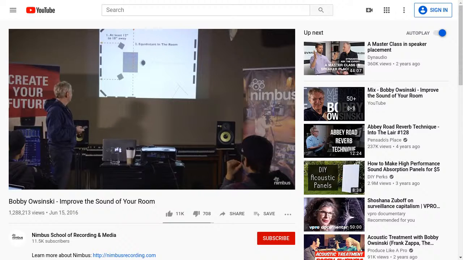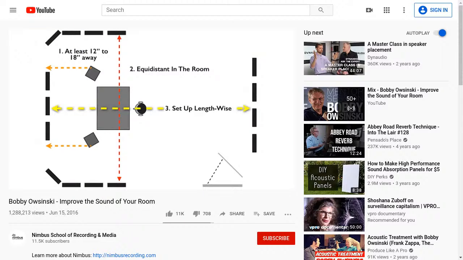Okay, number 3. Set up lengthwise. Most rooms are not square, thank God, because the worst acoustic environment you can have is square. Absolutely the worst. If you have a 10 by 10 by 10 room, you're never going to make it sound good, ever. And without getting into any math, that's the worst thing you can have, a square room. But you'll find there are very few square rooms.